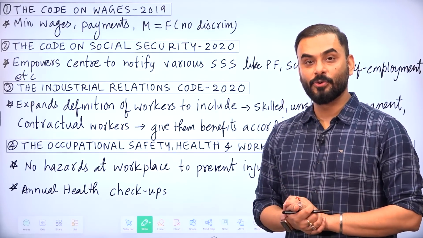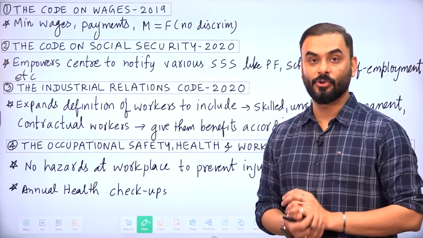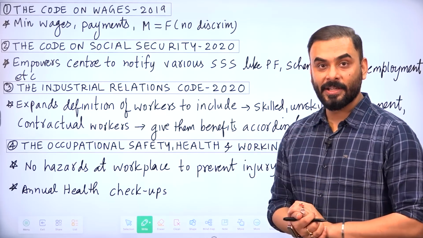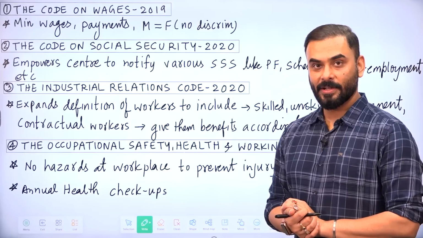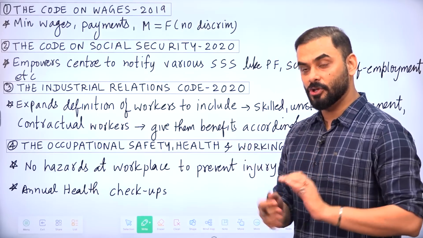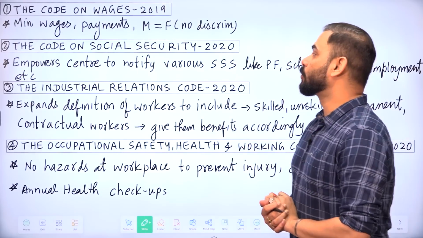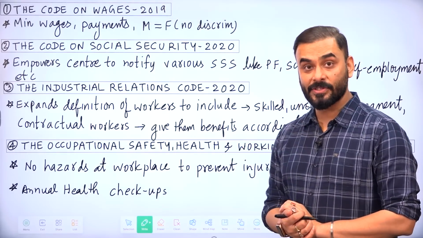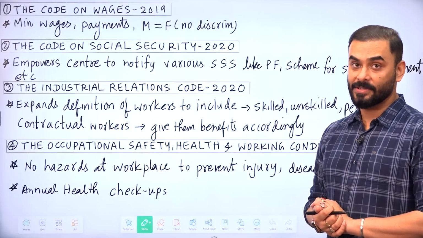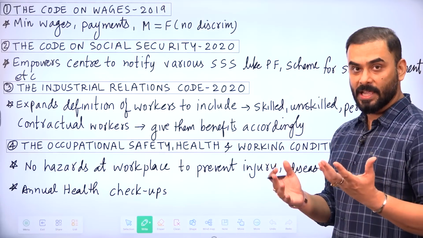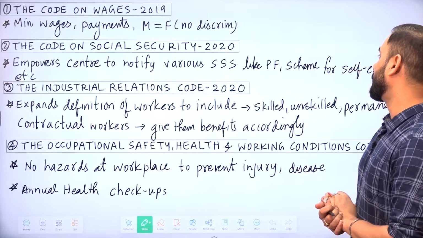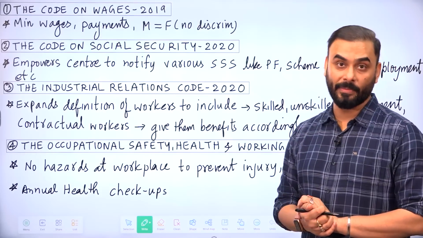So for example, during COVID, offline payment was not possible. So online payment system was allowed under this. And it also says that there should be no discrimination between men and women when they perform a similar job or the same job. The second code is the Code on Social Security 2020. It gives power to the center to notify various social sector schemes like provident funds for the benefit of workers, and it also gives the center the power to launch schemes related to self-employment.